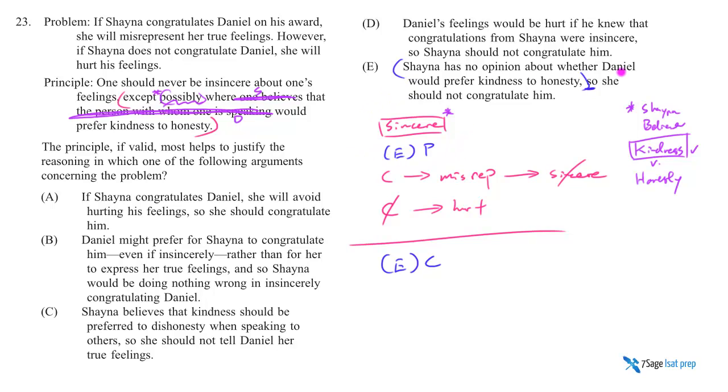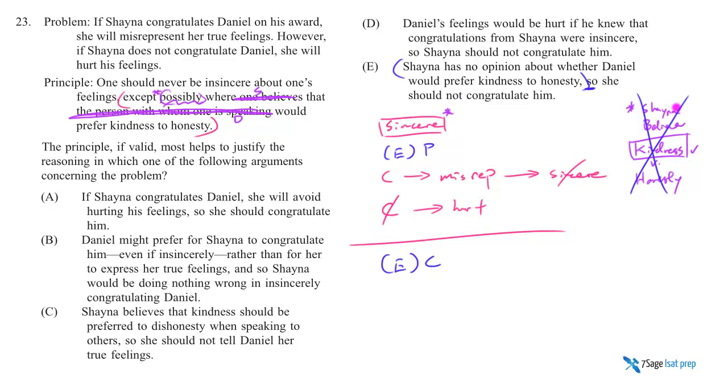She has no opinion about whether Daniel would prefer kindness and honesty. Look at what that does to this carve-out. It destroys the carve-out. The carve-out says that's why it doesn't even matter if it's possibly a carve-out or not. Because even if it's not a carve-out, then it destroys itself, right? Principle operates, contrapose back, you're not allowed to congratulate, right?